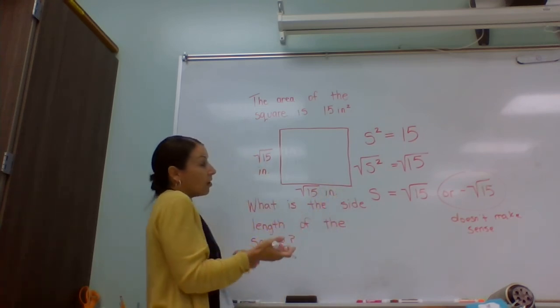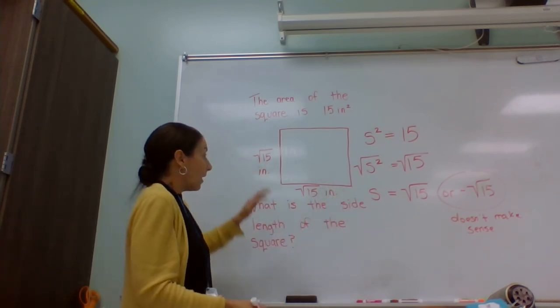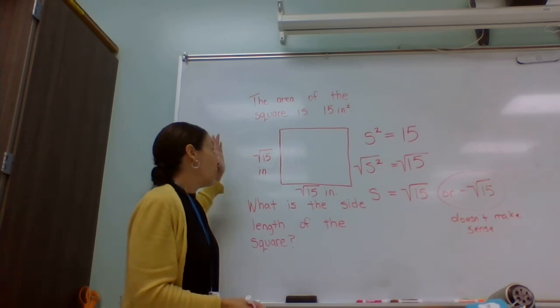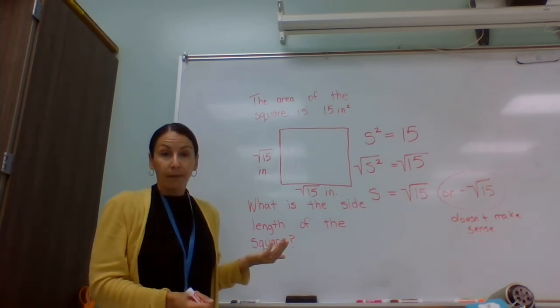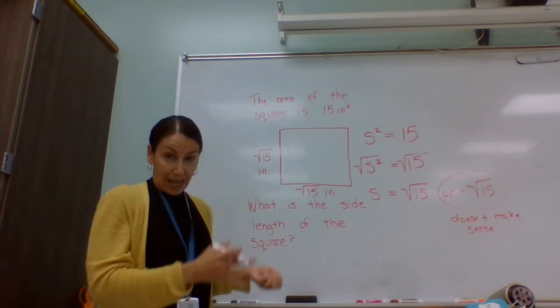But to be honest, as we march forward in 8th grade, having your answer just be radical 15 is a totally fine answer. In fact, it's the exact right answer.